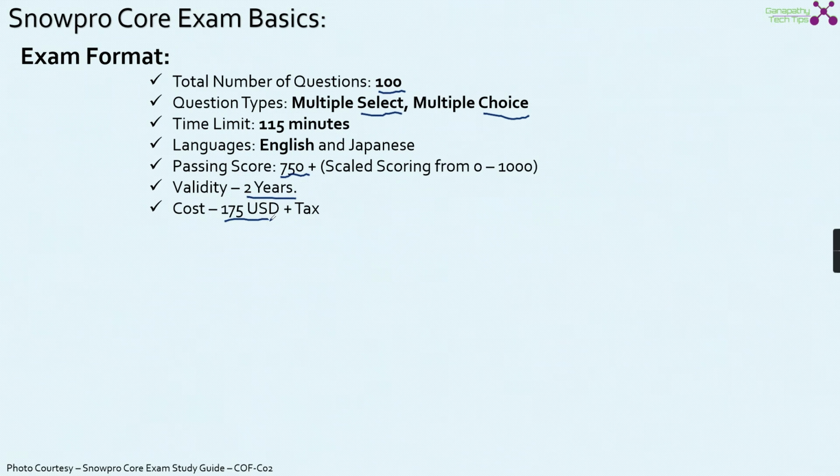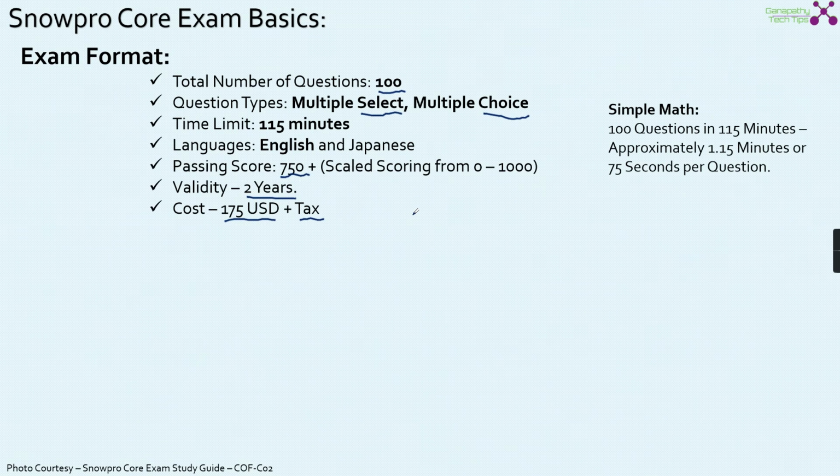It is 175 plus USD currently, and you need to pay the extra taxes as well. It's slightly on the higher side of the exam, higher side in terms of the cost. If you do simple math, 100 questions in 115 minutes, approximately we are going to have 1 minute and 15 seconds for each and every question, or in other words, 75 seconds for one question.